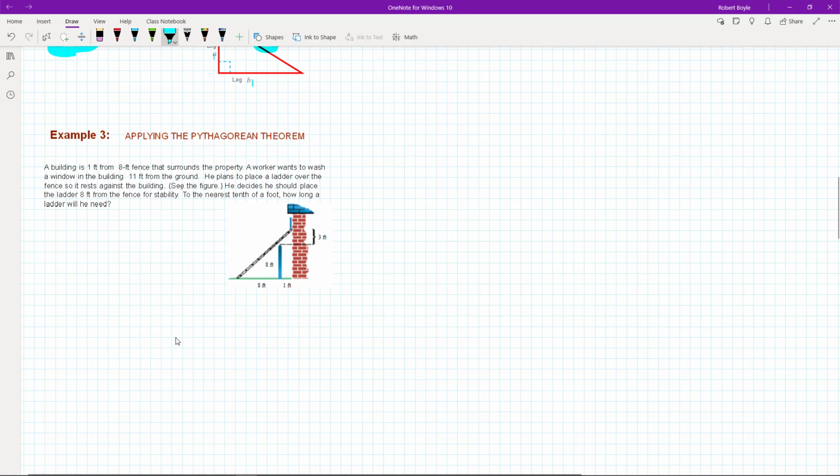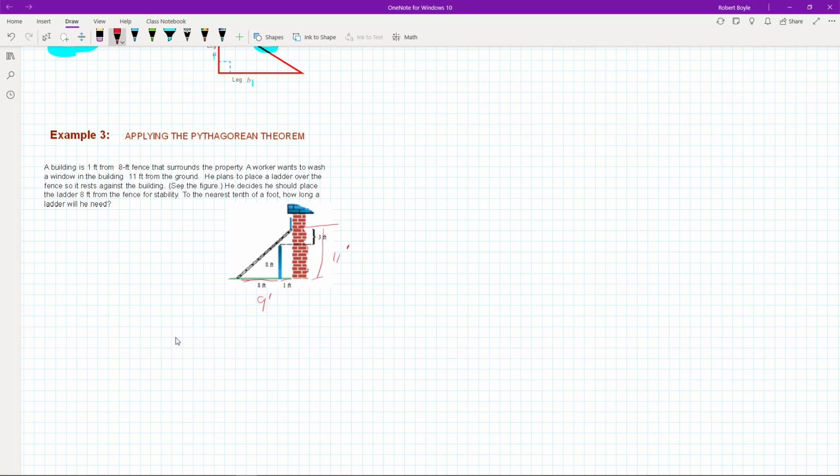Now notice in this example we have a building that is 1 foot away from a fence. Here's the 1 foot that surrounds a property. And a worker wants to wash a window in that building which is 11 feet from the ground. So here's the window at 11 feet. So this distance is 11 feet. He plans on placing the ladder so that it rests against the building. And he decides that he should place that ladder 8 feet from the fence. So the ladder is 8 feet from the fence, which is 1 foot from the building, so it is actually 9 feet from the building. And the question here is, to the nearest foot, how long of a ladder would we need?